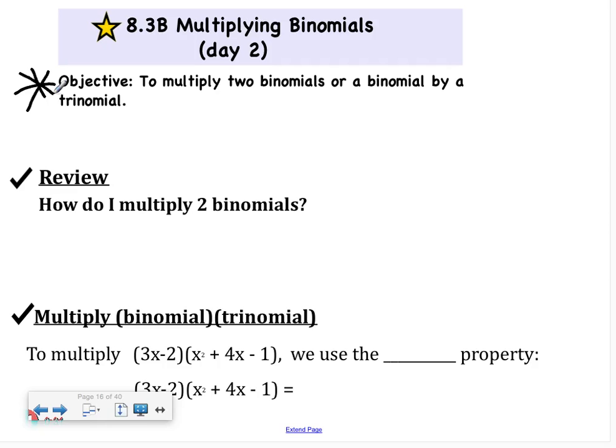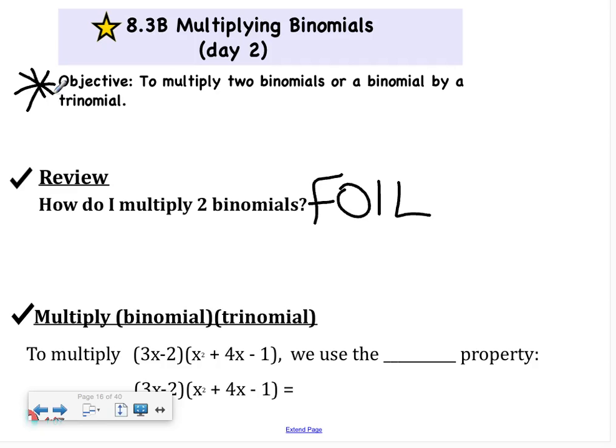Today, we're going to review what we did yesterday. What we did yesterday is we multiplied two binomials. And the way we did that, we used an acronym. We used FOIL, which remember stands for first, outside, inside, last. Reminder, we use this to help us multiply a binomial times a binomial. Now, if you do not feel comfortable with foiling, you can always just use the distributive property, but I think we will be talking about foiling a lot more.